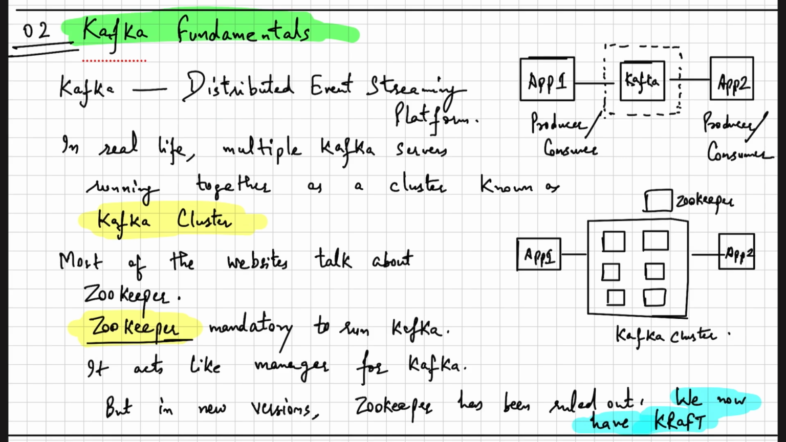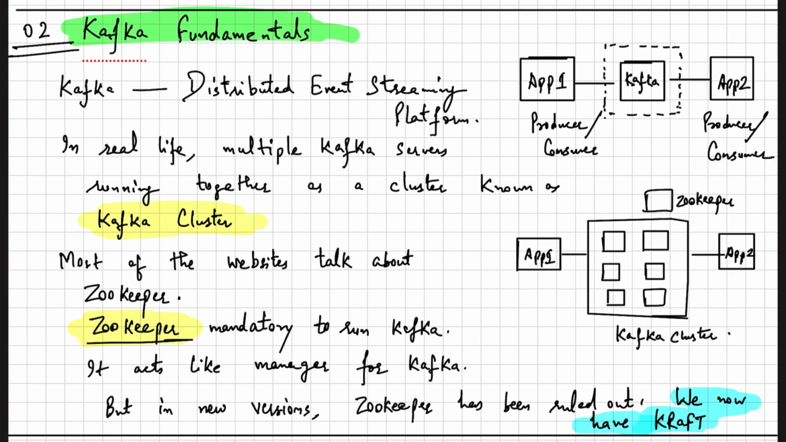This is episode 2 in the Kafka Zero to Hero series. In this video, we'll discuss Kafka fundamentals. In the last video, we concluded that Kafka is a distributed event streaming platform.